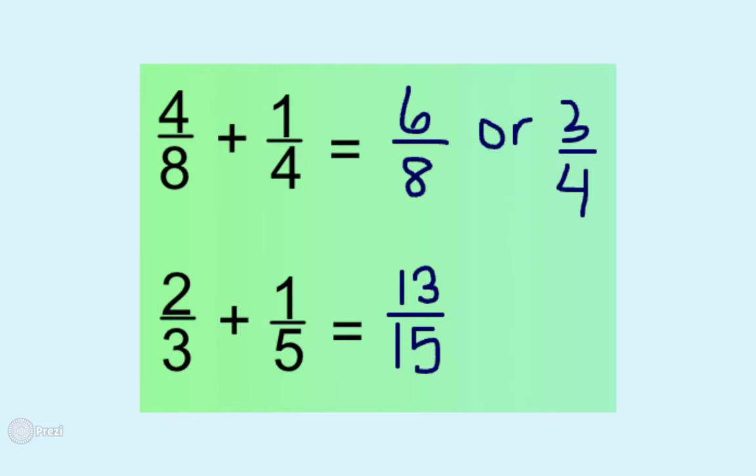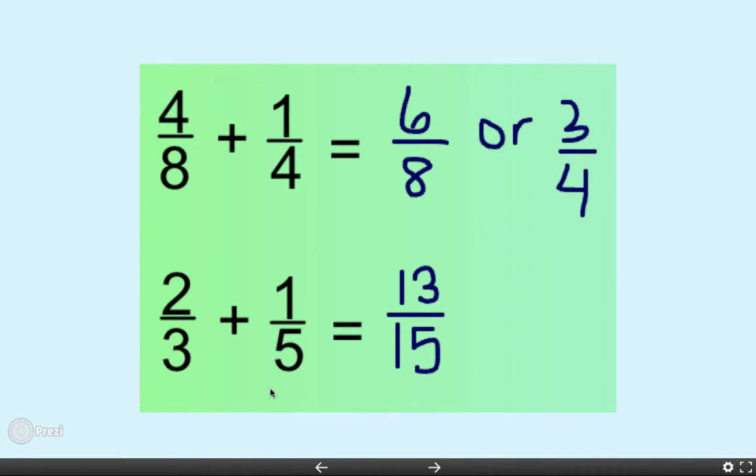Do your answers match mine? Ask yourself, is 4 a factor of 8? And if it is, you only need to make 1/4 into an equivalent fraction over 8. Since 2/3 and 1/5 do not have a fraction where one of the numbers is a factor of the other, let's multiply them together to give us 15 and then find our common denominators.